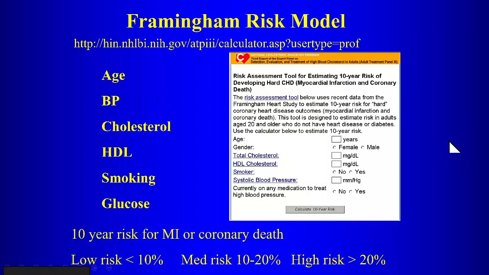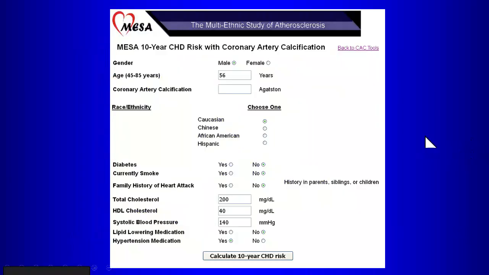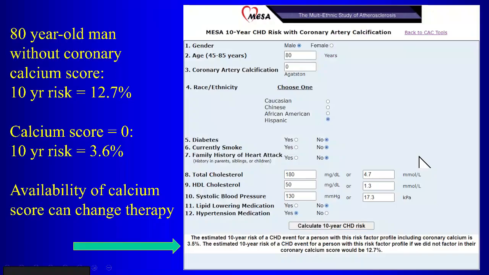And this is the data that you need. So for a population, this is pretty reliable if you're dealing with a large number of people. Now, if you have it, you can add to this the coronary calcium score, right? So you put in all these numbers and you add the coronary calcium score, and now you get an estimate of risk that is even more reliable, okay?